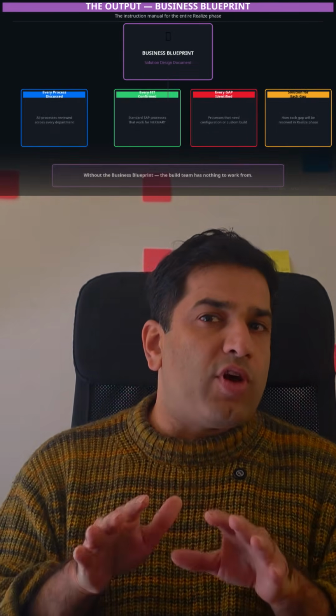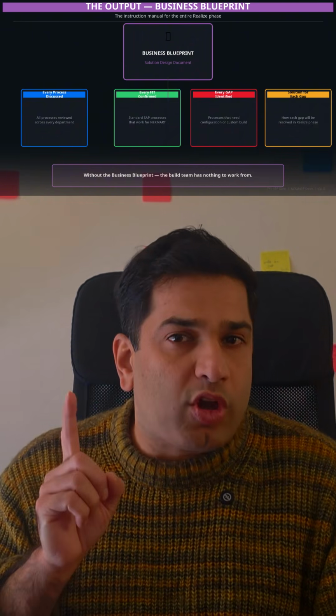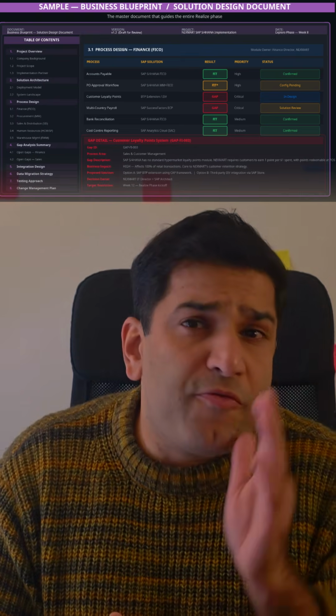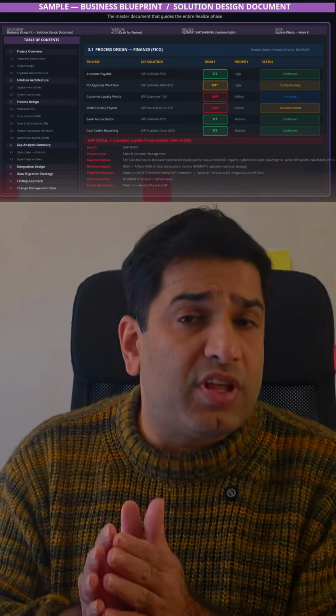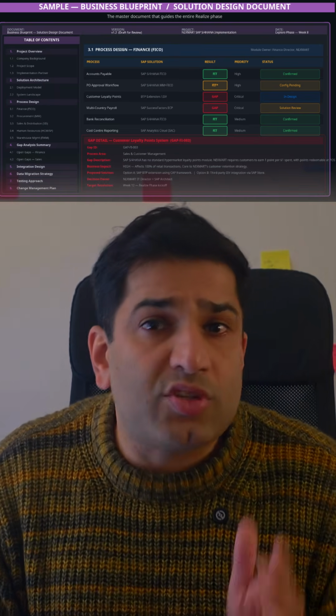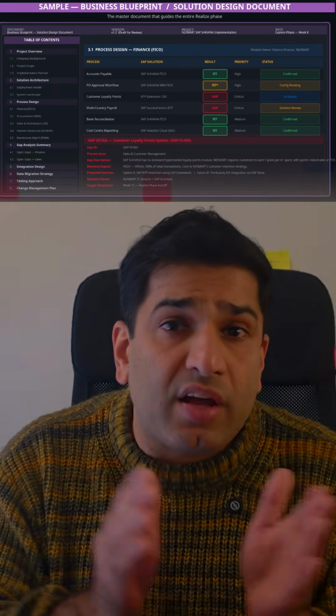At the end of all the workshops across every department, we have one document. It is called the business blueprint or solution design document. This document contains every process that was discussed, every fit that was confirmed, every gap that was identified, and the proposed solution for each gap. This document is the instruction manual for the entire realization phase.